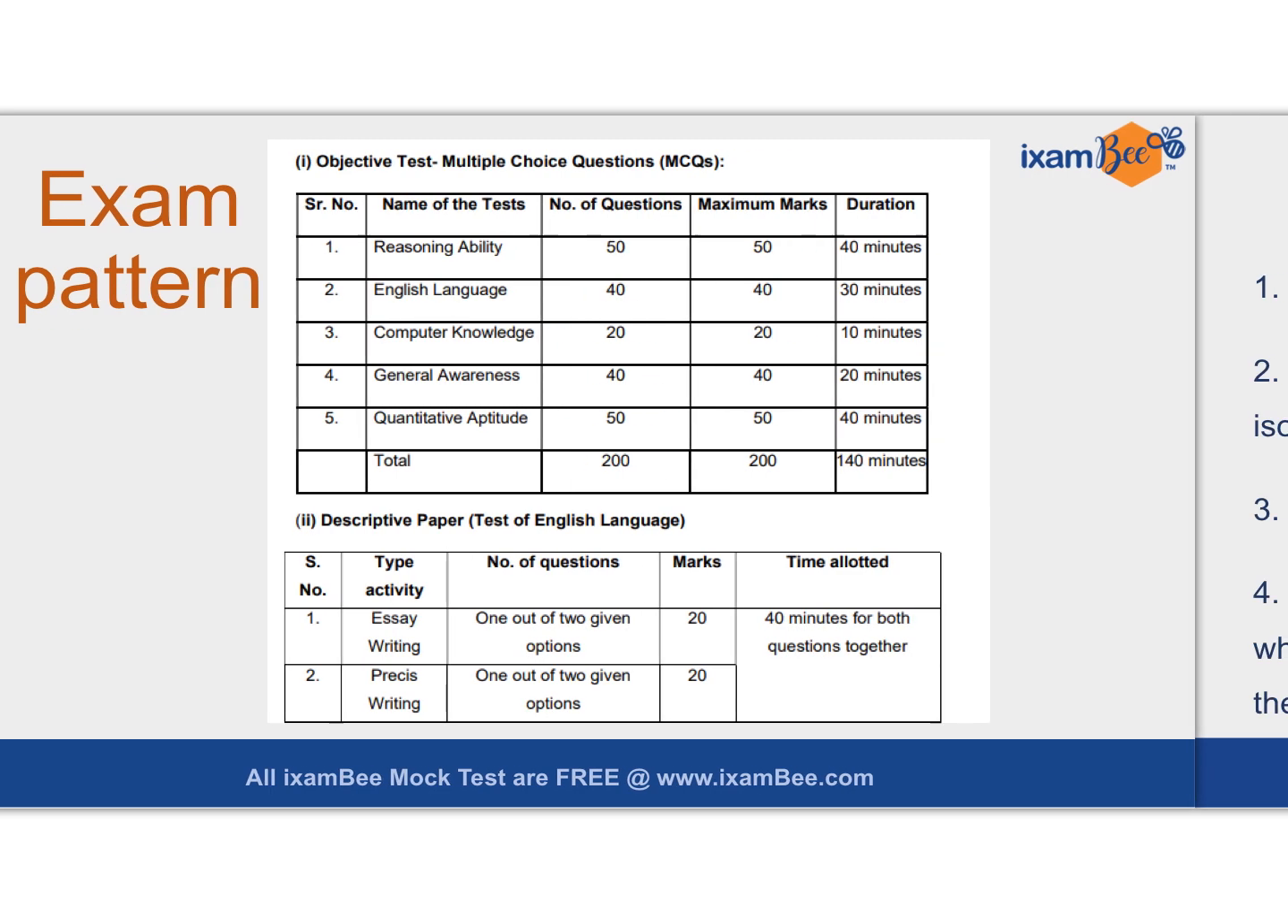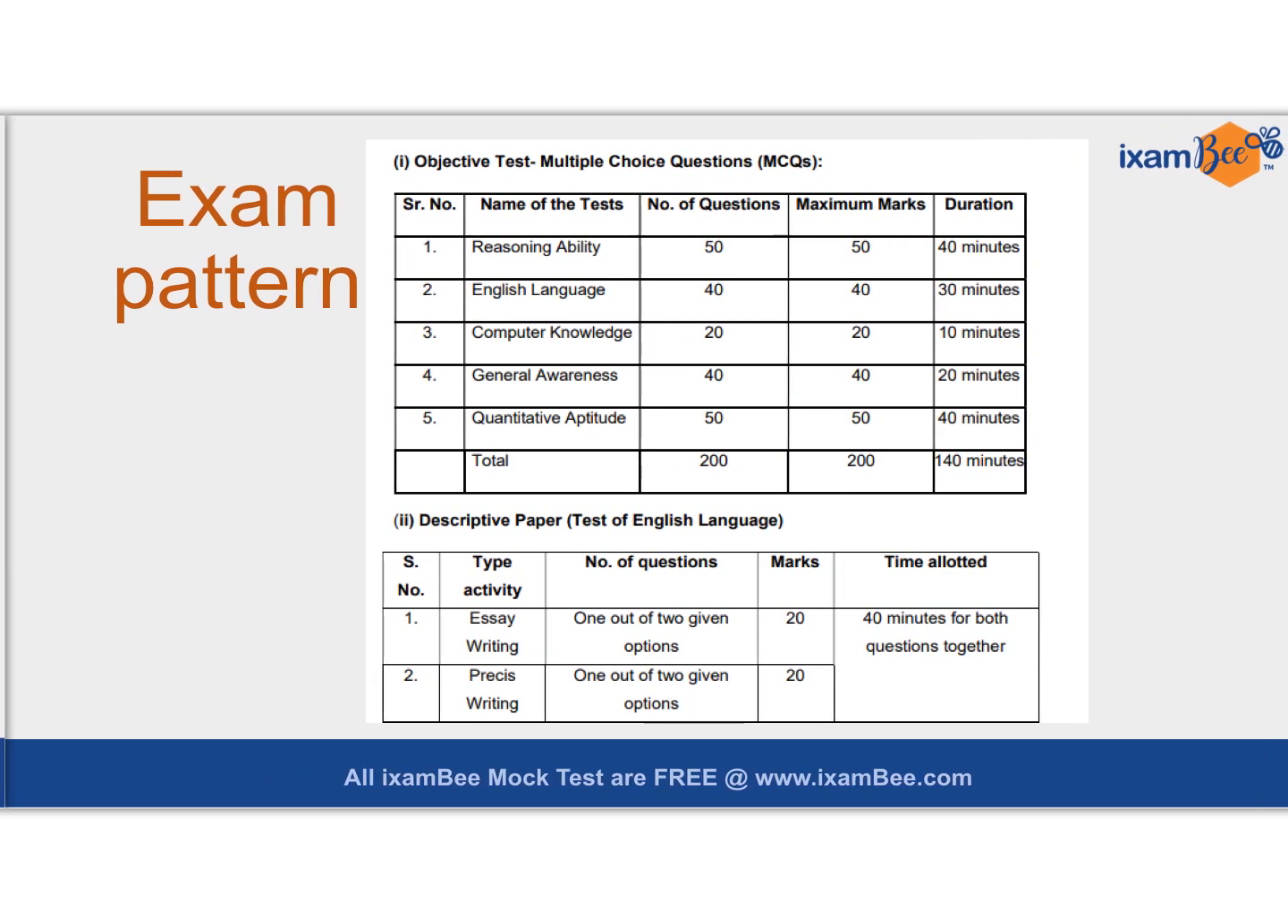So if we talk about the examination pattern, you can see here English language is 40 questions and maximum marks 40. That means each question carries 1 mark and 30 minutes. So total 200 questions would be there. Out of 200, 40 is going to be from English language, and for 40 questions you will get 30 minutes.